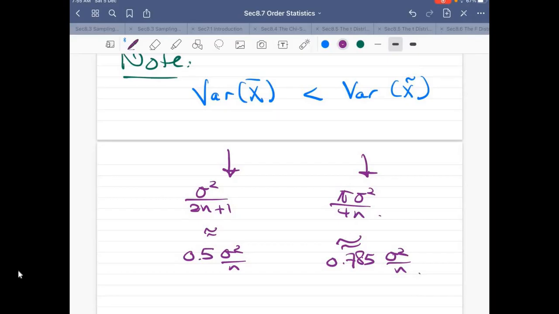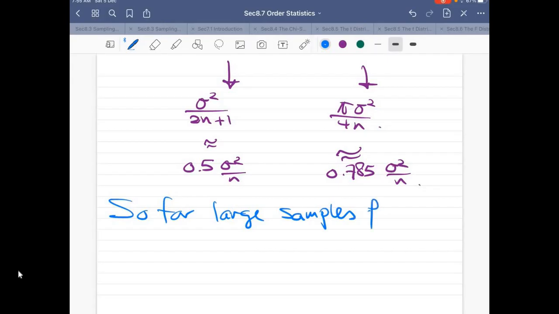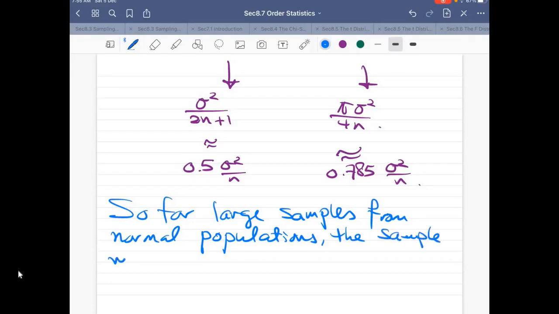So in this case, for large samples from normal populations, the sample mean is more reliable than the sample median.